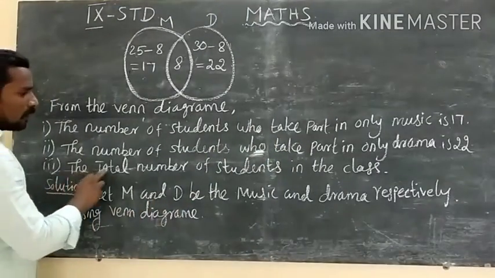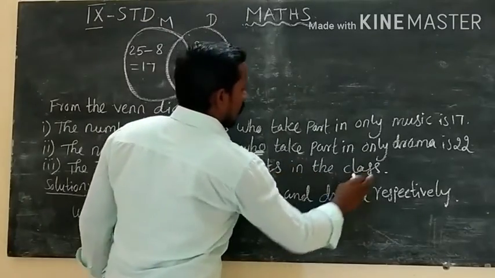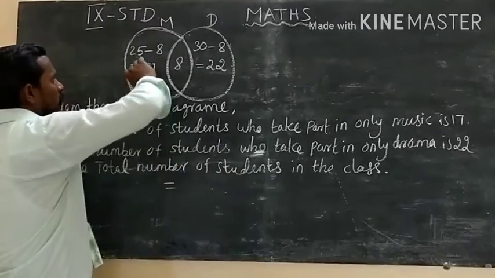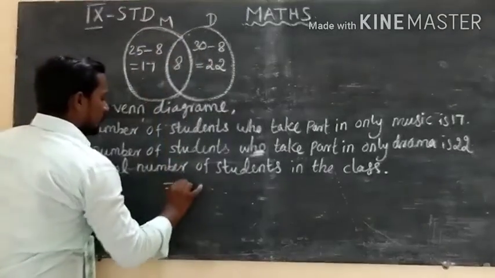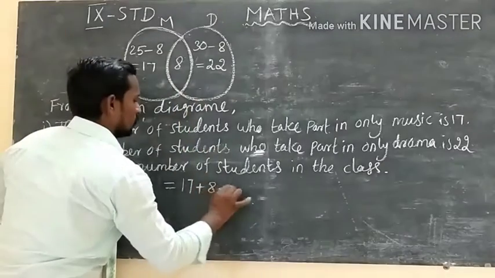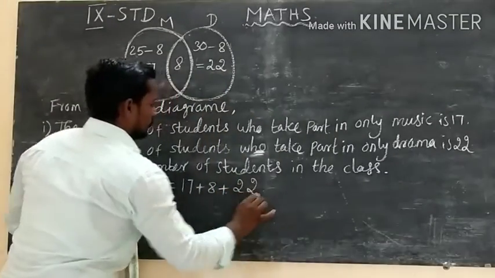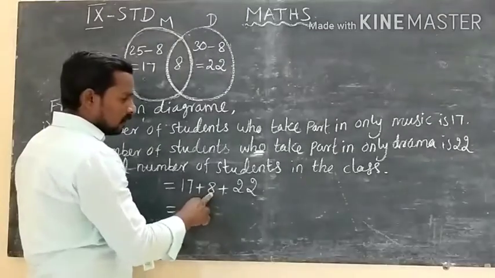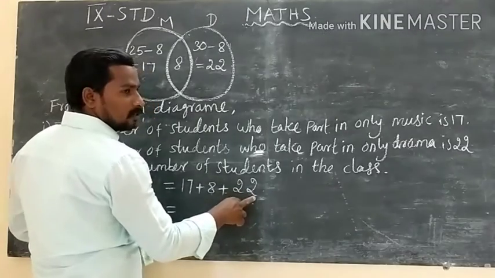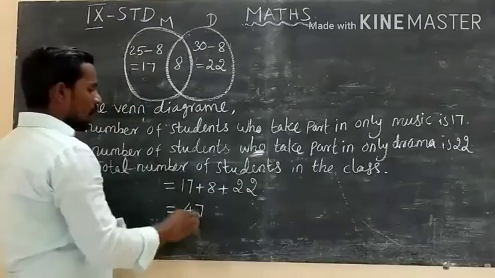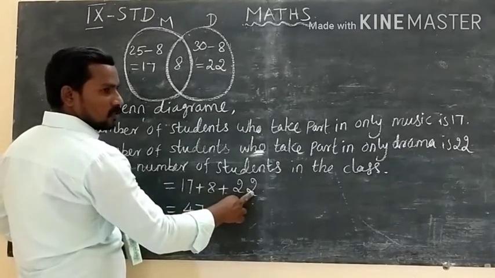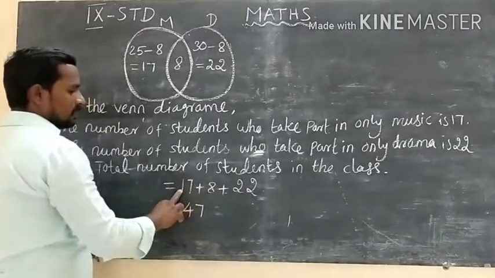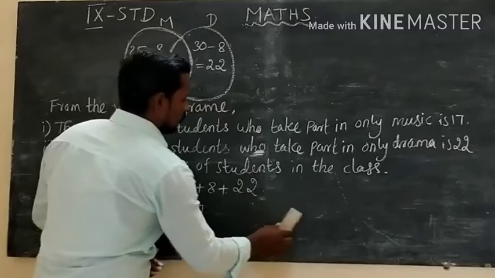Then the third question: the total number of students in the class. The total number of students is the sum of all the values: 17 plus 8 plus 22. 17 plus 8 equals 25, and 25 plus 22 equals 47. Checking: 7 plus 8 is 15, 15 plus 2 is 17, 7 carry 1. Then in the tens place, 2 plus 1 is 3, 3 plus 1 is 4. So 47 students.